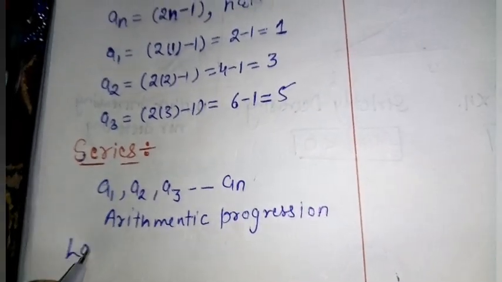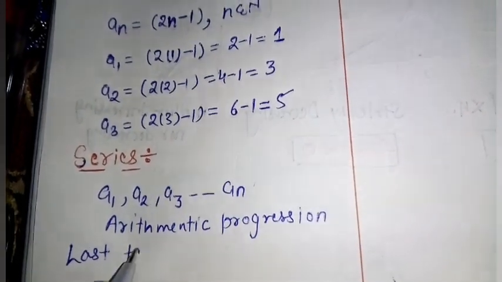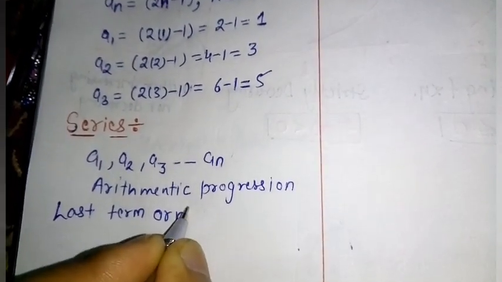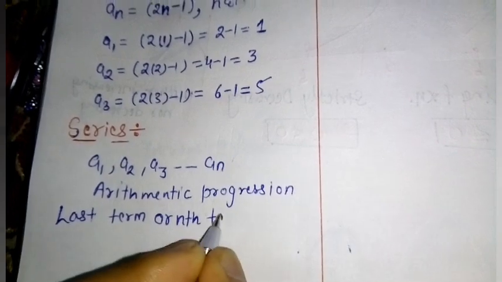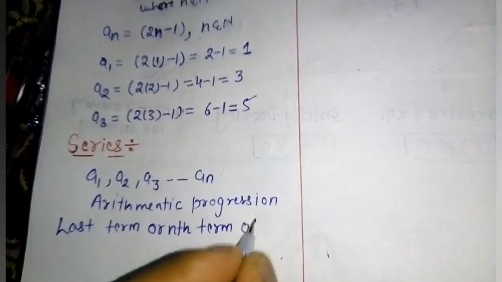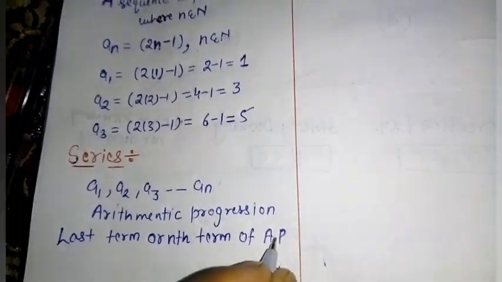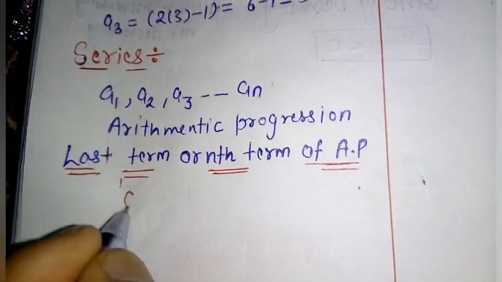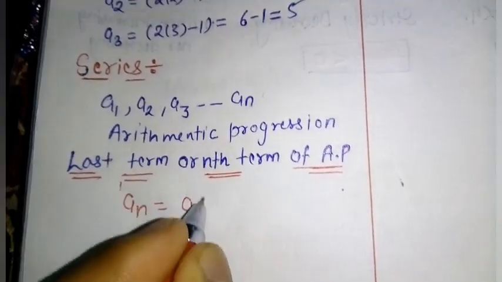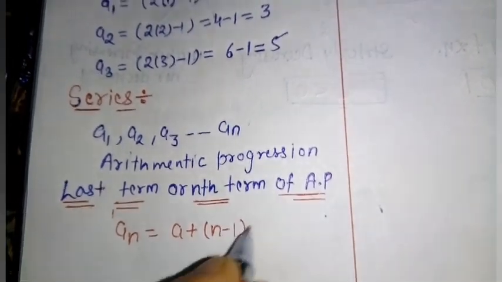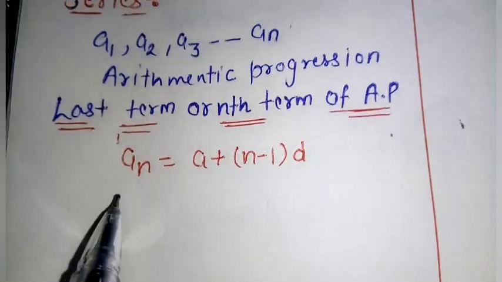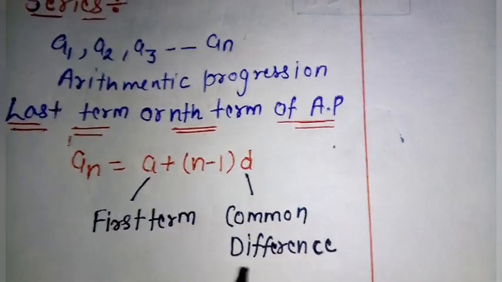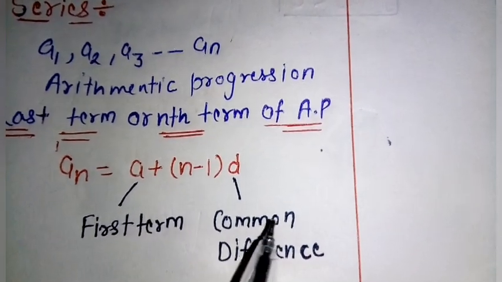Now last term or nth term of AP, that is arithmetic progression, that is a_n is equal to a plus (n minus 1) d. Here a_n is the nth term and a is first term and d is a common difference.